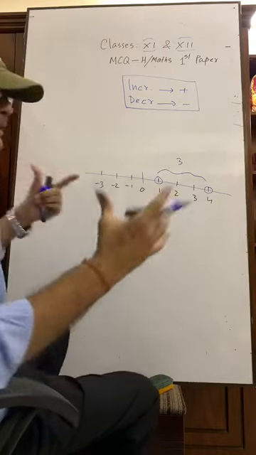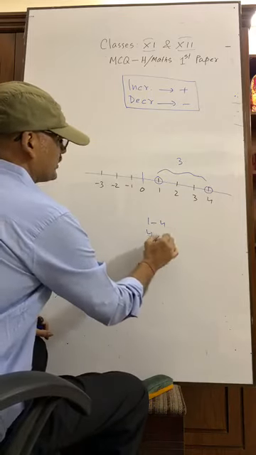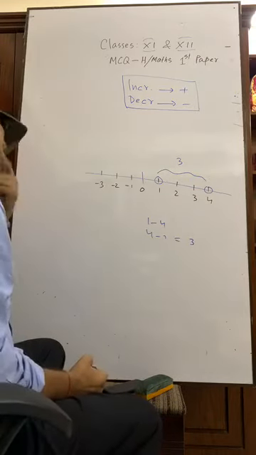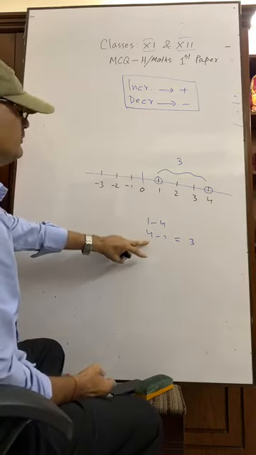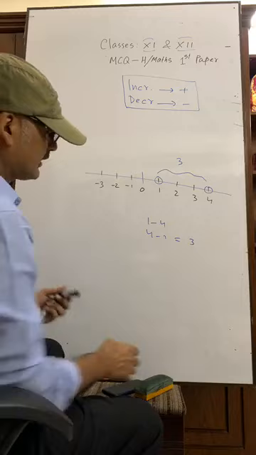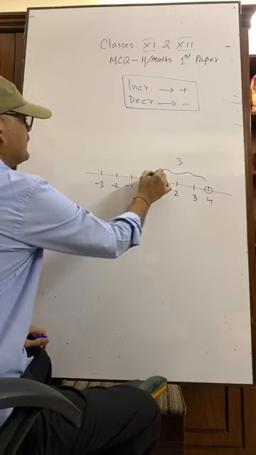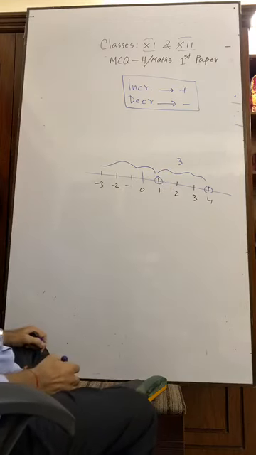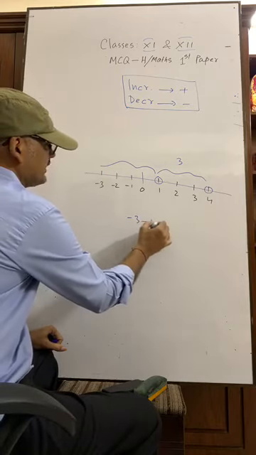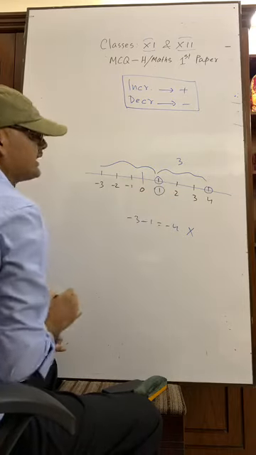What you have done? You have done 1 minus 4 or 4 minus 1. Definitely you have done 4 minus 1 to get 3 units. That means the greater one minus the smaller one, and distance cannot be negative. But if I tell you, what is the distance between 1 and minus 3, what will you do? Minus 3 minus 1 equals minus 4? No, it is wrong. Here the greater one is 1.